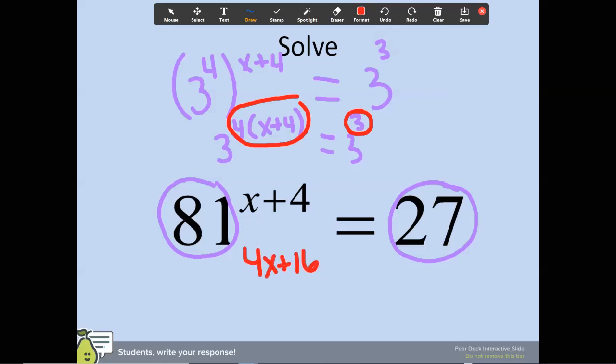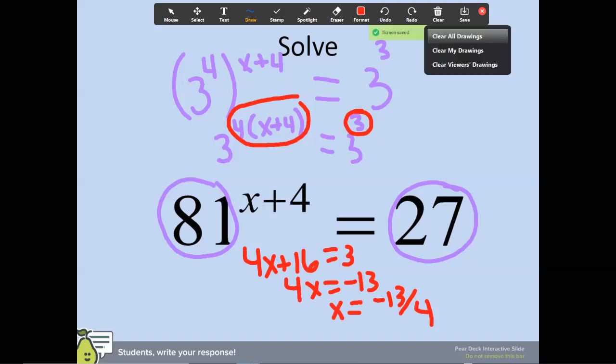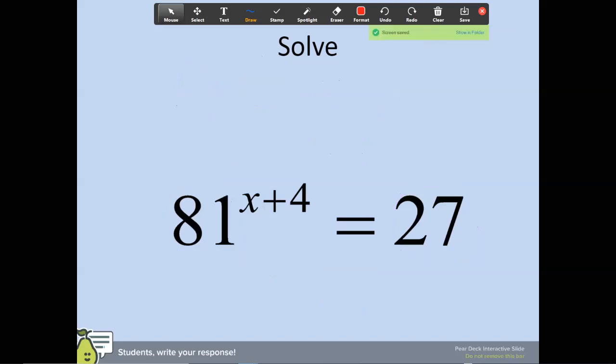So I'm going to take 4x plus 16. I'm just going to do that math. Distribute that, is equal to 3. So I get 4x is equal to negative 13. So x is equal to negative 13 over 4. And that's your answer. Okay, next problem.